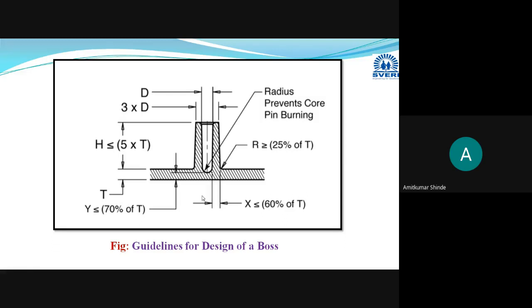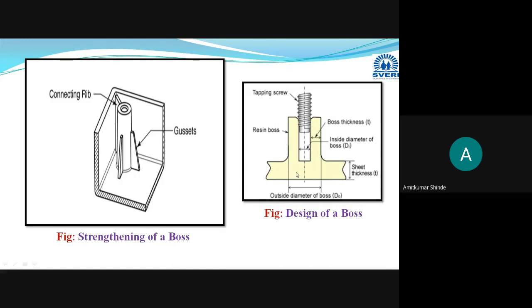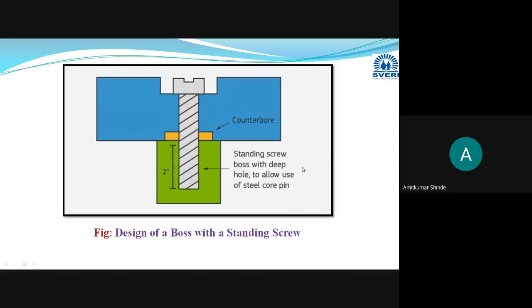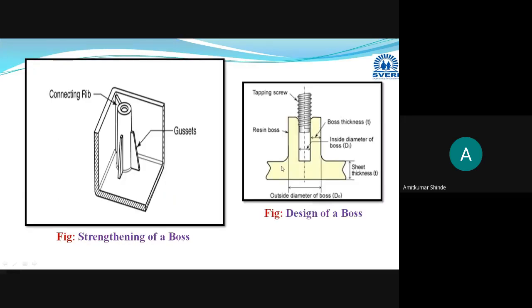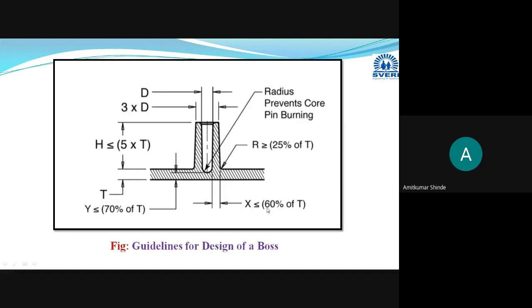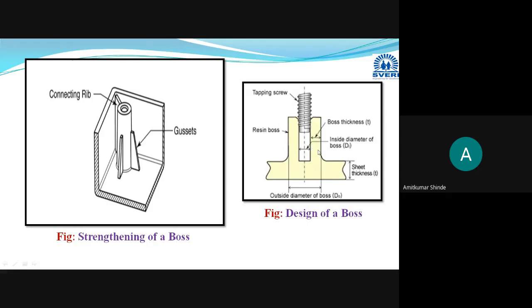Now, this is the design of a boss, which I have already explained. This is the outside diameter, which should be 3 times the inside diameter. This thickness, as I have shown here, should be 60% of the minimum wall thickness. And its height should be 5 times the wall thickness.